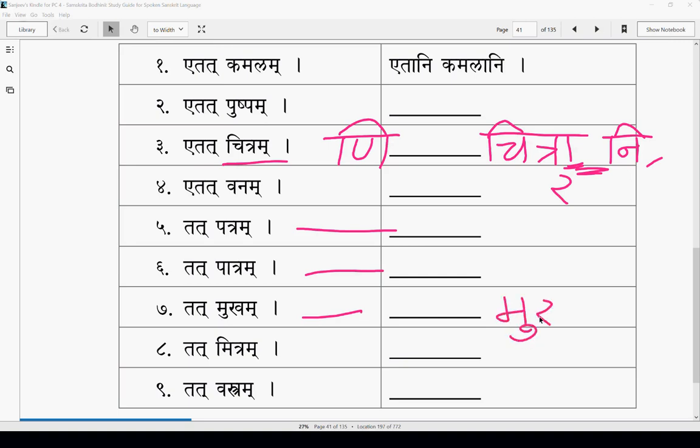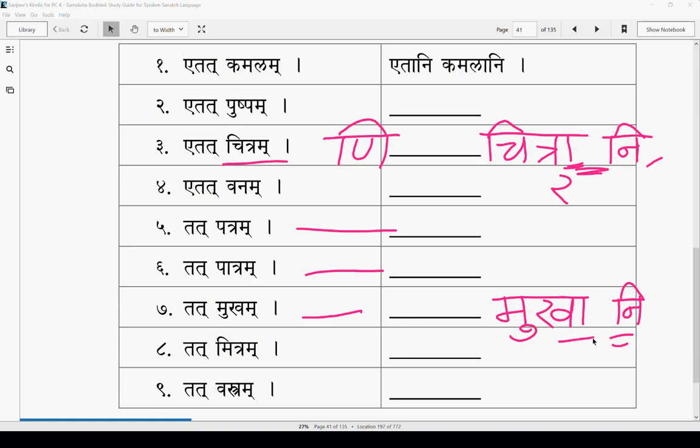What is the plural here? So there is a ni coming here. Does it change to ni? No, it doesn't change. Why doesn't it change? There is no trigger letter here. There is no trigger at all.